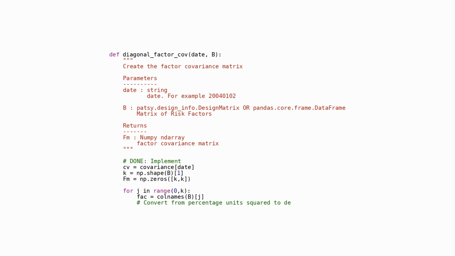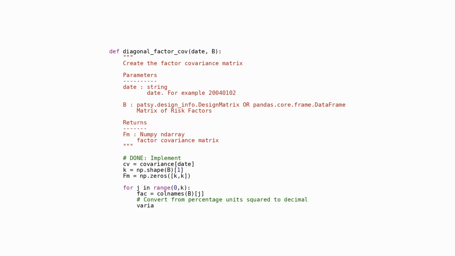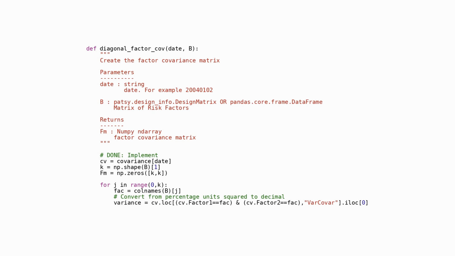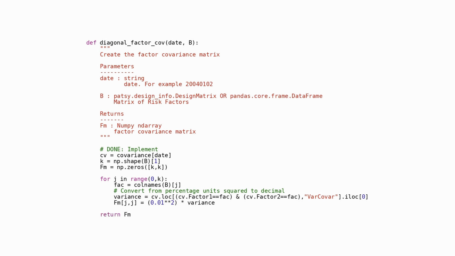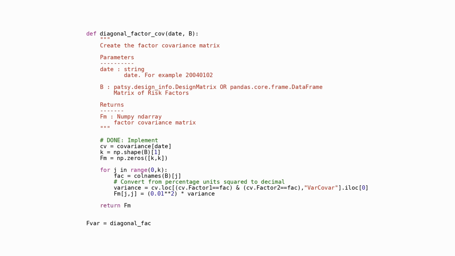Ultimately, the code produces a diagonal matrix with variances of individual factors on the diagonal and zeros elsewhere. This matrix can be used in financial analysis to represent the standalone risks of each factor without accounting for the interactions, covariances between different factors. The last line of the code snippet calls the diagonal_factor_cov function with arguments date and b and stores the result in a variable far.